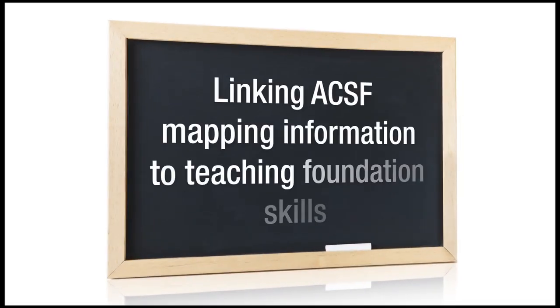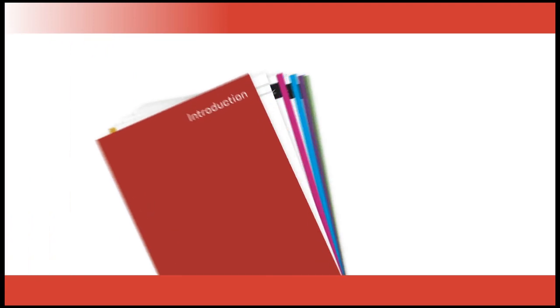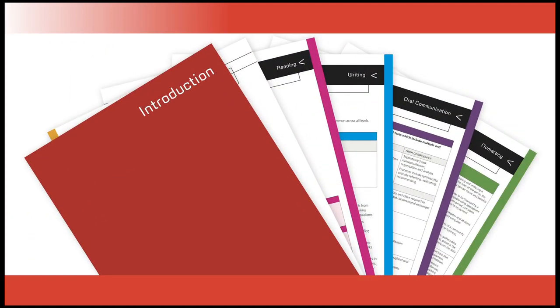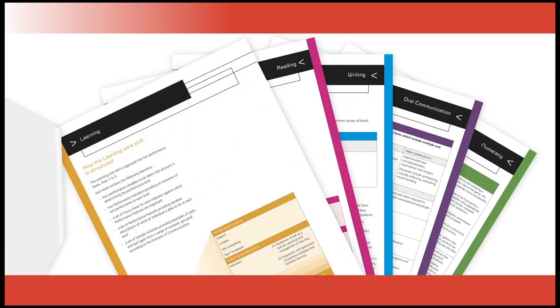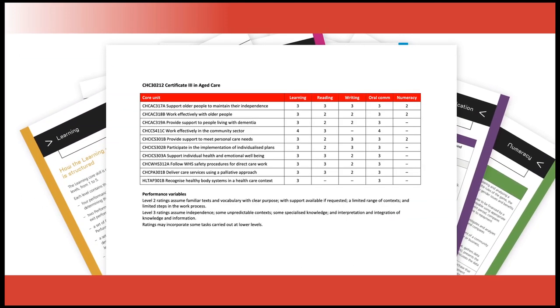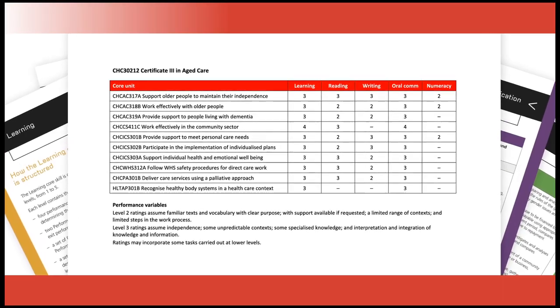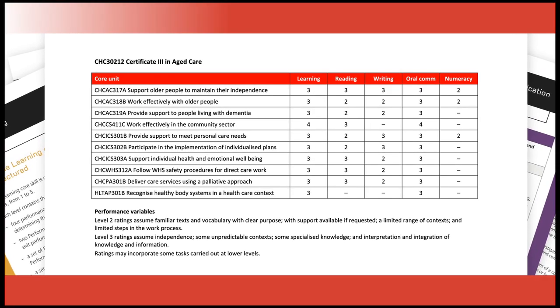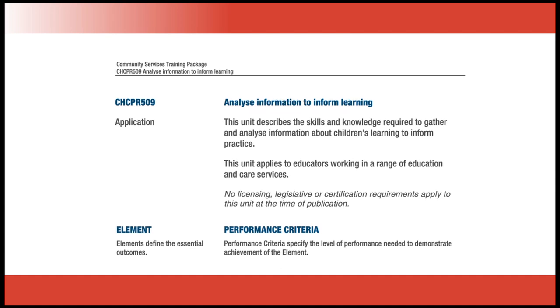Staff at Community Services and Health Industry Skills Council have put a lot of effort into mapping units of competency to the Australian Core Skills Framework. This information is located in a companion volume for each training package. The ACSF lets you see the levels of skill identified for each unit in these summary tables. Let's look at an example.